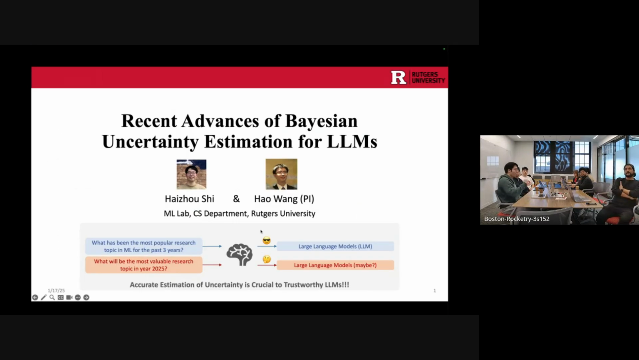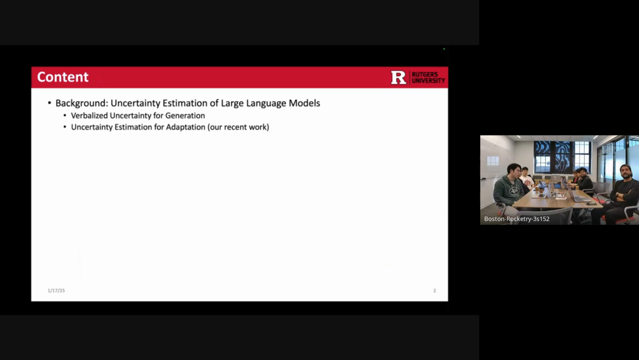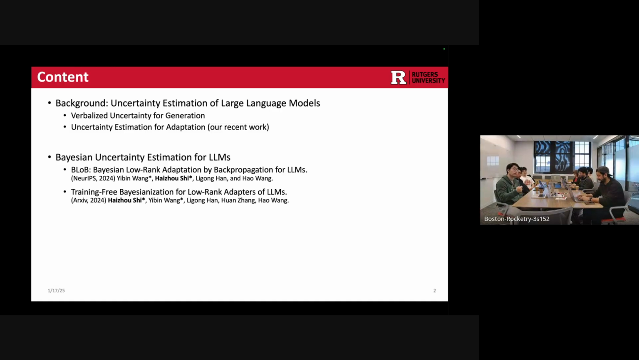All right. So this will be the outline of the content I will be talking about today. The first section would be the background: what is the uncertainty estimation of large language models, and the two mainstream research directions for uncertainty estimation. And then I will introduce in detail our recent work on Bayesian uncertainty estimation for large language models. And then finally, I will do a very short discussion of the future directions of this topic. It will include the uncertainty in generation and also the uncertainty in alignment.